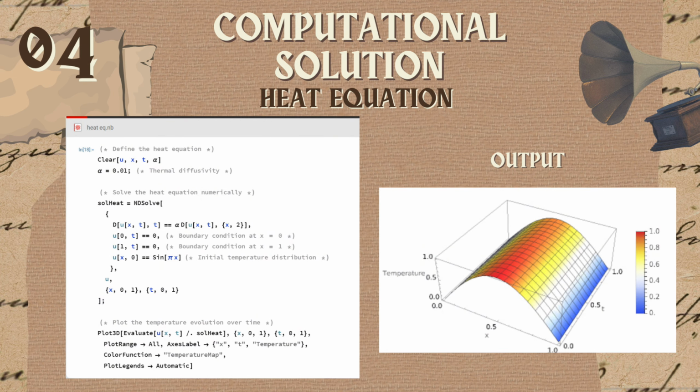By visualizing this result, I generate a 3D surface plot showing how the temperature evolves over time. As expected, the heat spreads gradually and eventually reaches an equilibrium state where the temperature is evenly distributed. So, a high diffusivity value results in faster heat distribution.